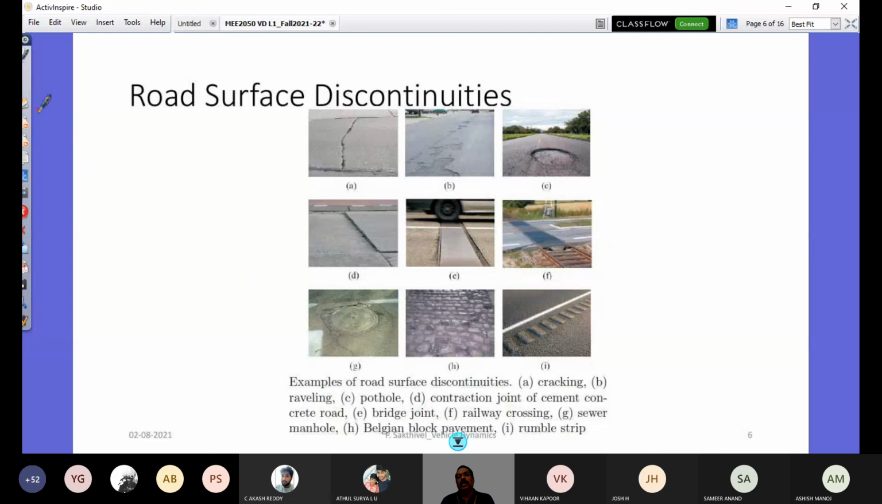How can we take this physical picture and represent it in a mathematical form, so that we can employ it in the mathematical equations and solve for the response of the vehicle.